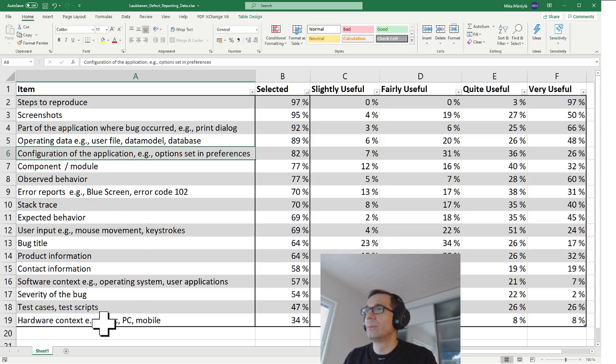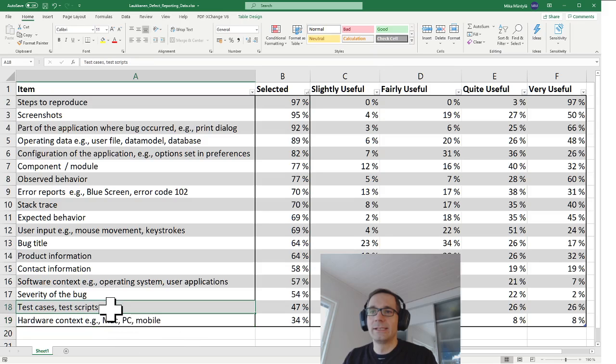Then if we go to the bottom, we can see that in the lowest rank, selected only by 34%, is the hardware context. So is it Mac, PC, mobile, or what else? Test cases, test scripts, 47%.